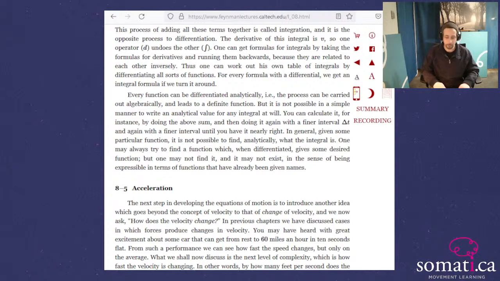This is the sort of painful thing. Each function can be differentiated analytically. The process can be carried out algebraically. It leads to a definite function. It is not possible in a simple manner to write an analytical value for any integral. You can calculate it, for instance, by doing the above sum, right, by approximating it.